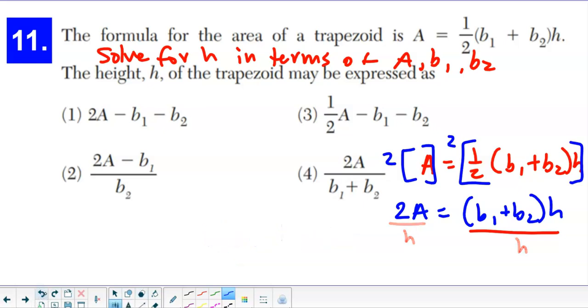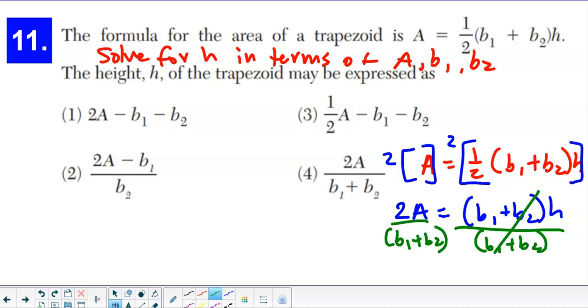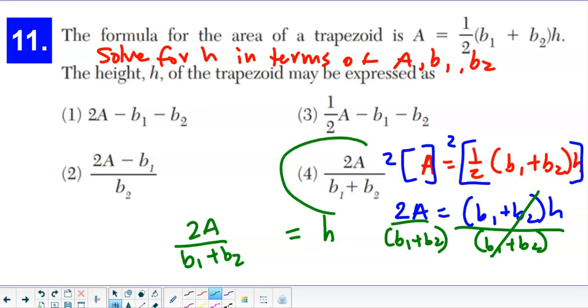How about if instead of dividing by h, I divide by this giant group of numbers? And now I get what I wanted, which is h by itself. b1 plus b2. There we go. Now that's better.